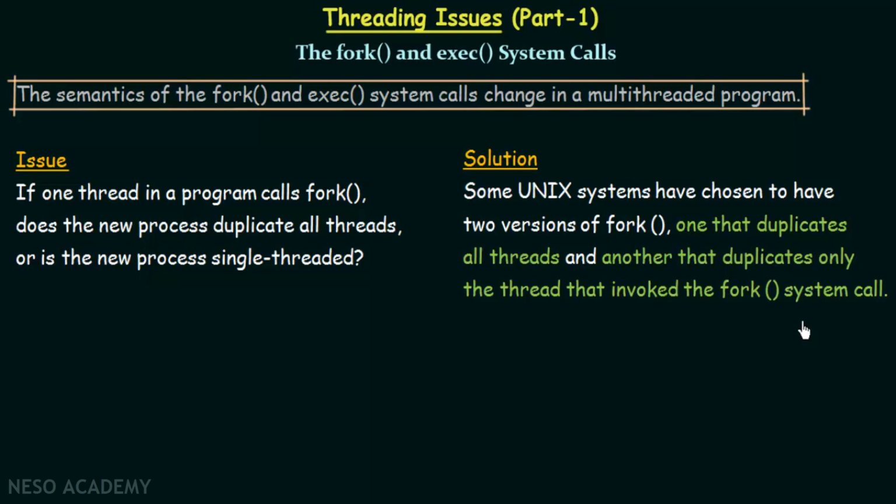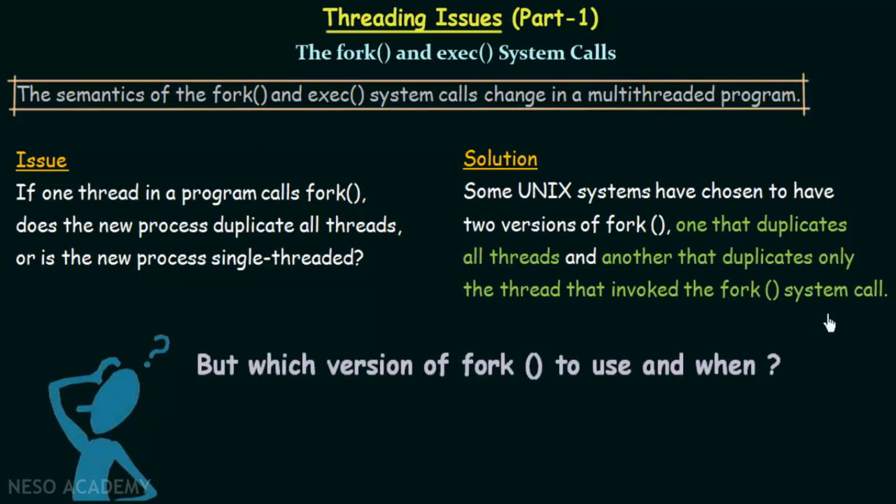So always keep in mind that threads are a part of a process. There is a particular process, and a particular process can consist of a number of threads. It is these threads that make up a particular process. That is why we have this issue, whether to duplicate only the thread that invokes the fork system call or to duplicate all the threads present in the process from where the particular thread made a fork system call. So we have two versions of fork in order to tackle this. One will duplicate all the threads, and the other will duplicate only the thread that invoked the fork system call. But now the question arises, which fork to use and when?